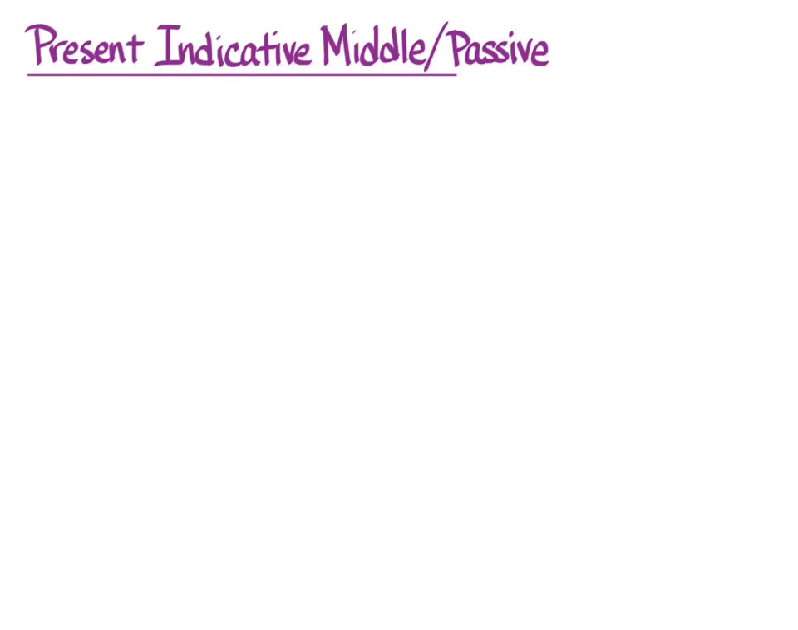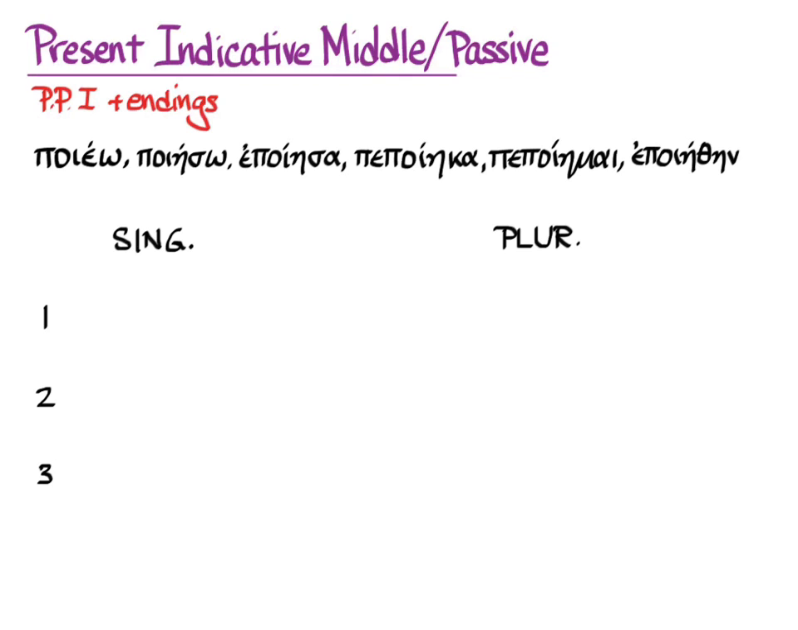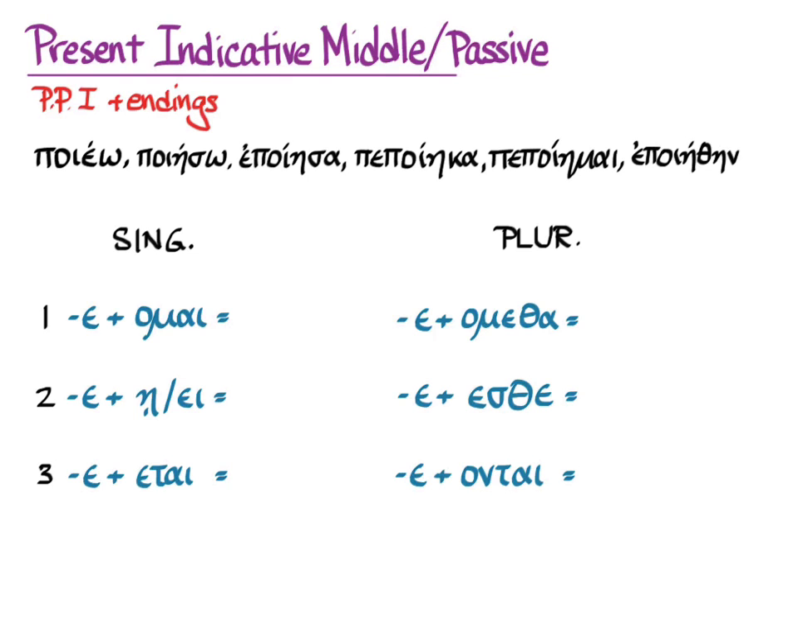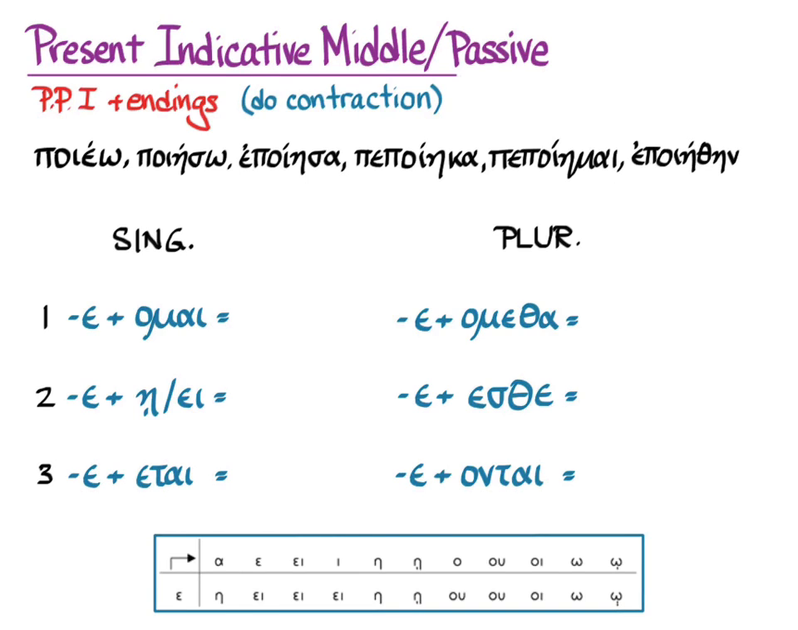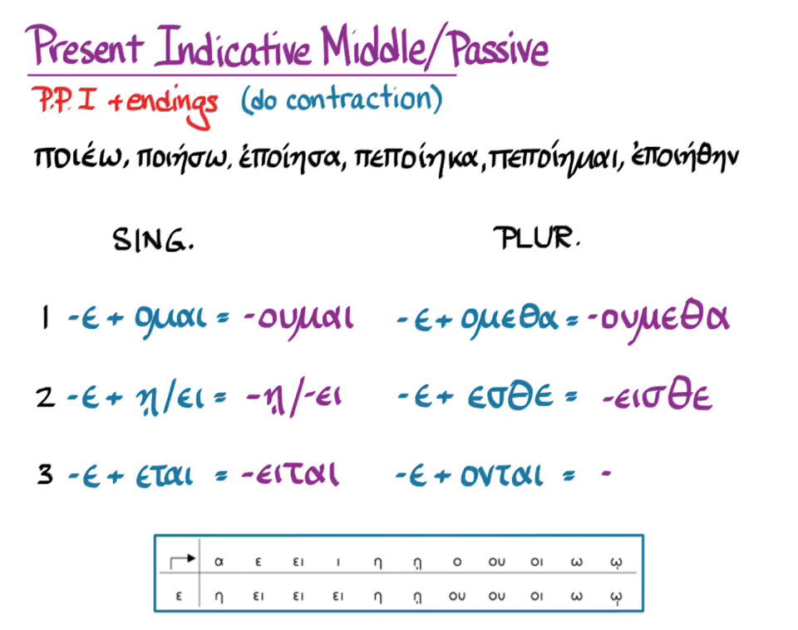Let's move on to present indicative middle passive. First principal part and endings. So let's see those epsilons and the endings that you already know, and then we'll do the contraction, and here's what happens. Umai, a or a, atai, umatha, astha, untai. And the same rule for accent, recessive with the contraction rules.